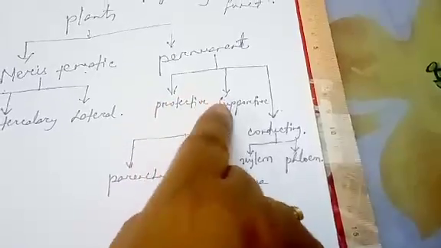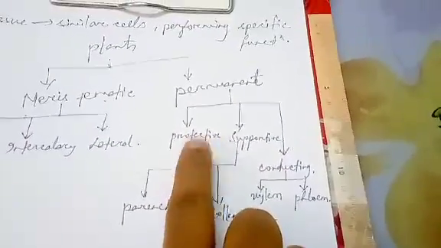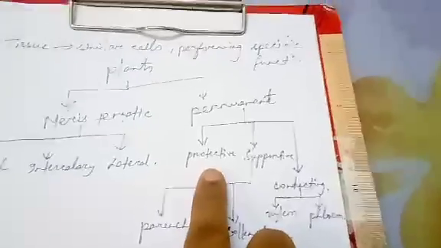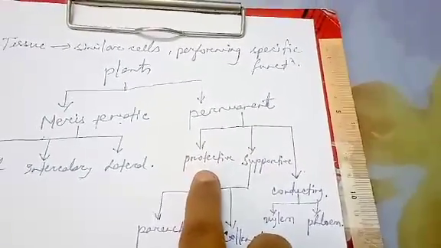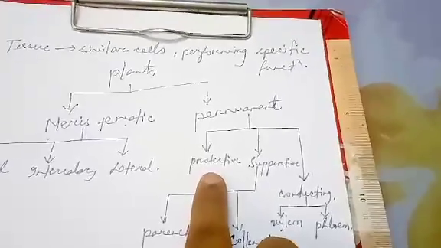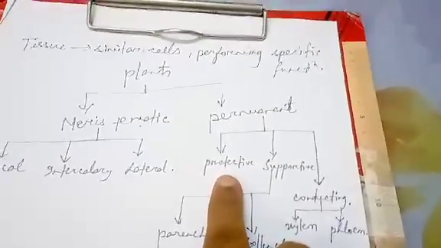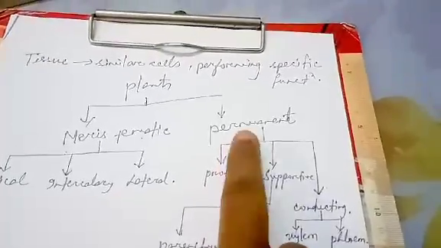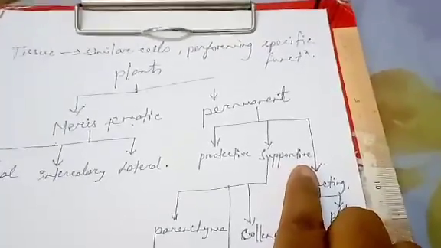Coming to permanent tissues, the first groups of permanent tissues are protective, then supportive, then conducting. Protective tissues, as the name suggests, protect the internal parts of the plant. These are the epidermal tissues of the stem, of the bark, or of the leaves. All these are protective tissues.